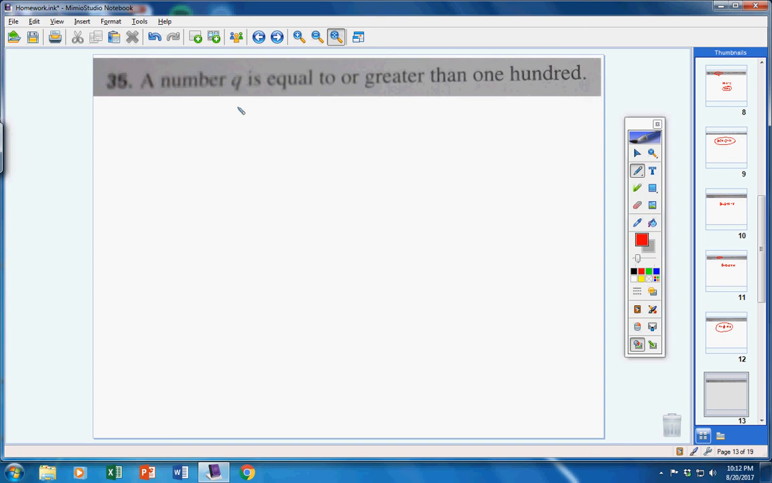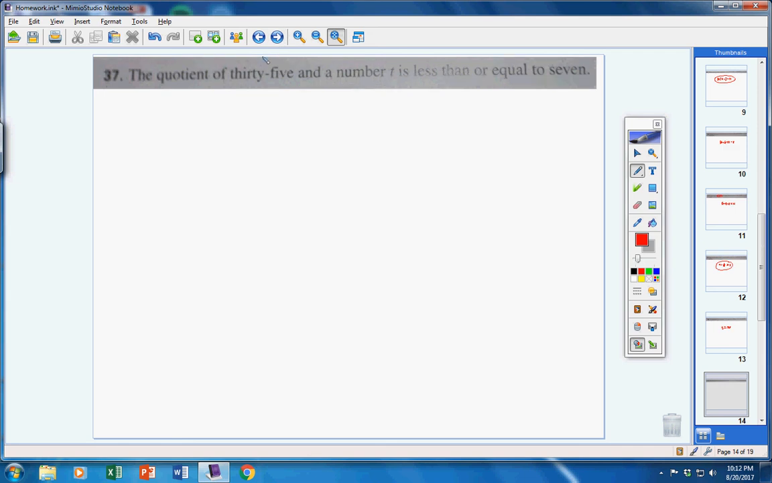A number q is equal to or greater, or we can say greater than or equal to 100. Okay, q is equal to or greater, or you can say q is greater than or equal to 100. Alright, number 37.